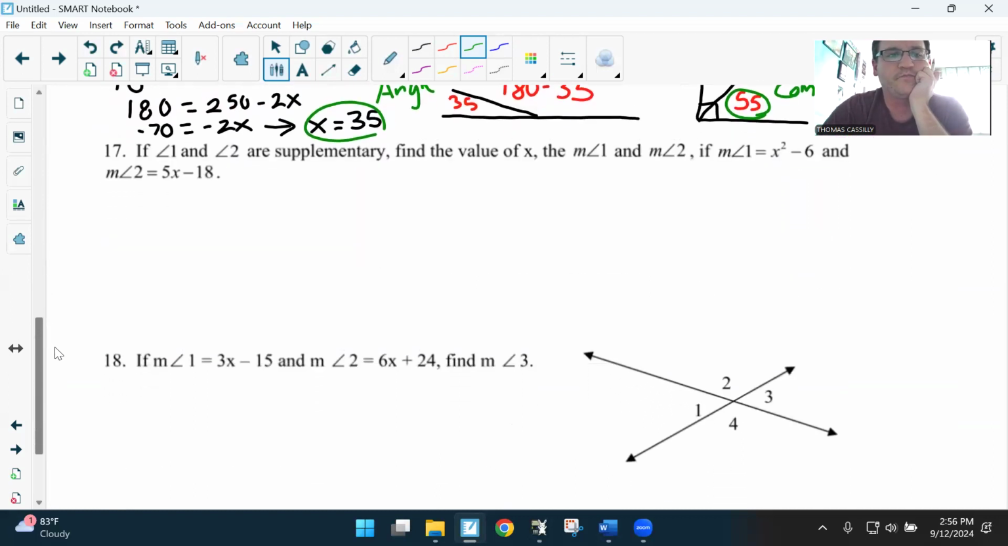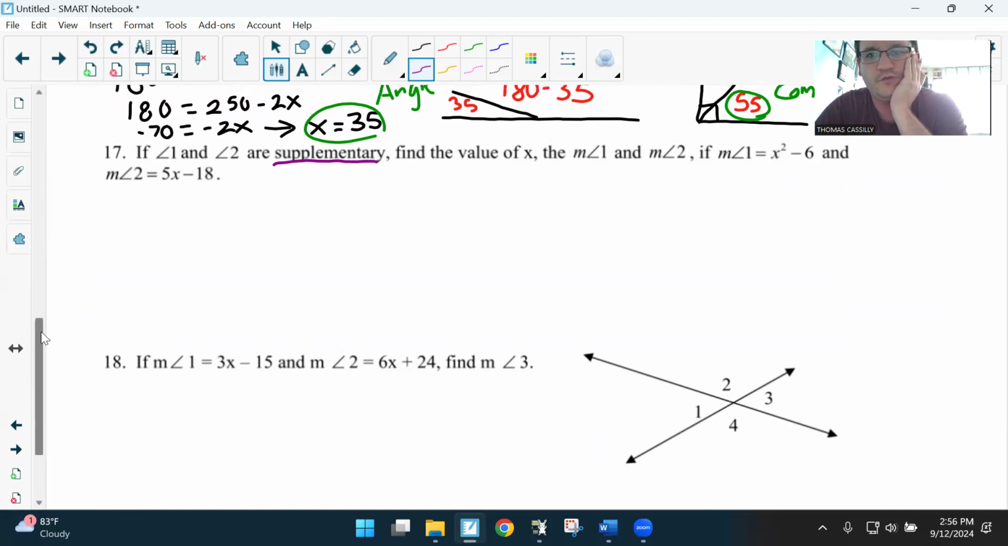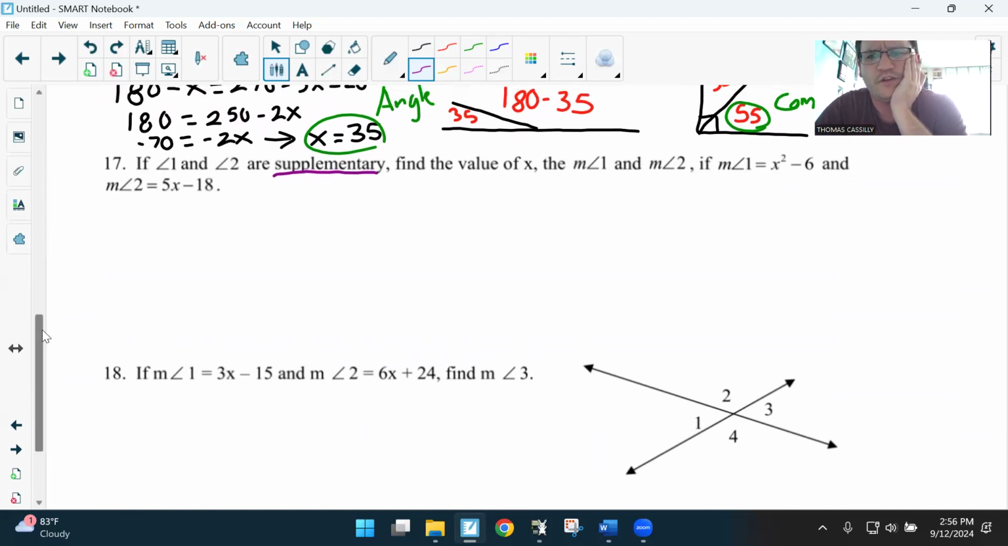I got 2 more here. If angle 1 and angle 2 are supplementary, find the value of x, the measure of angle 1, the measure of angle 2, if angle 1 equals x squared minus 6 and angle 2 equals 5x minus 18. All right, supplementary, what does that mean? That means angle 1 plus angle 2 equals 180 degrees. That's what supplementary means.